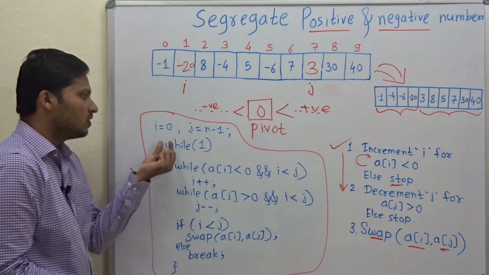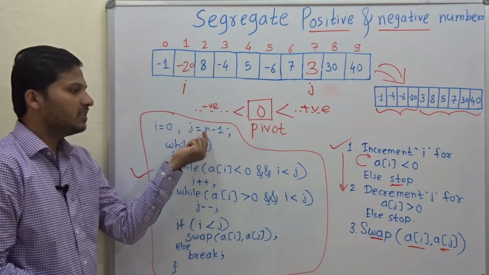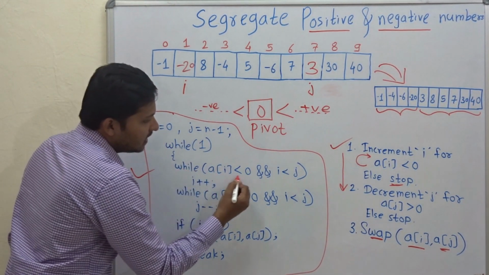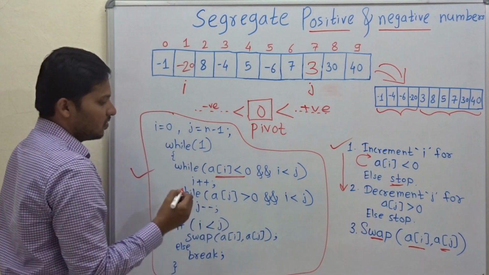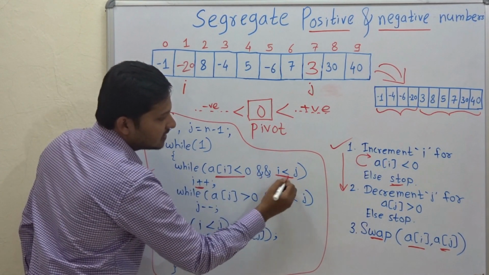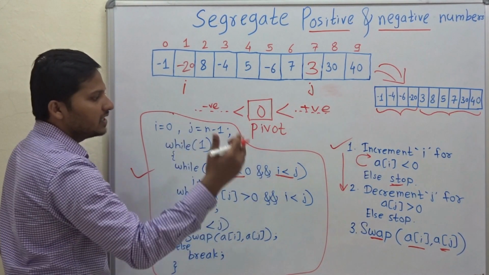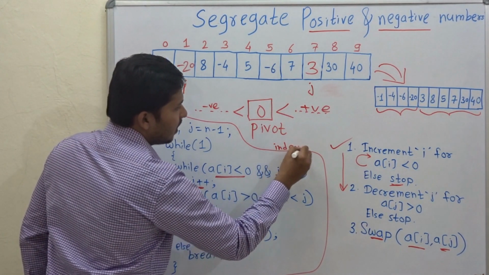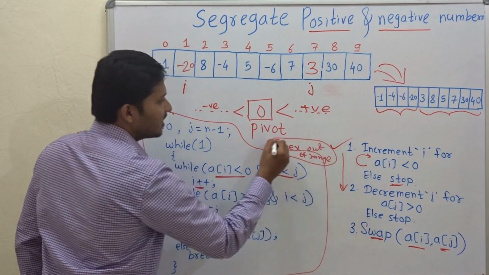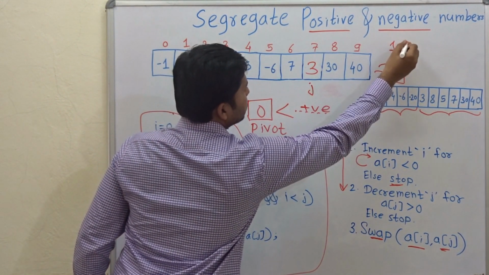See what the code says: i begins from 0, j begins from the end, that is n-1. So while 1, while a of i is less than 0, you have to keep incrementing i, and this condition i less than j is for avoiding the index out of range error. The compiler gives an index out of range error if i goes ahead of 9, means i goes to 10.